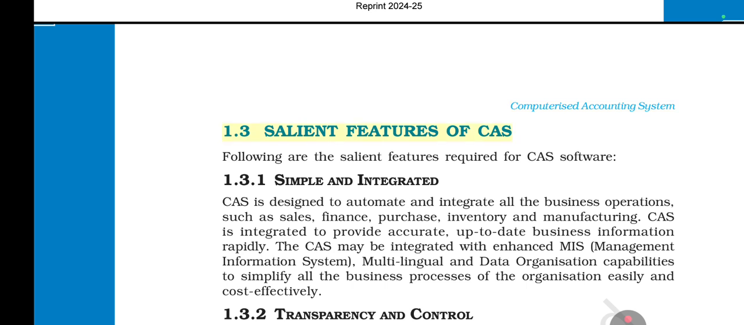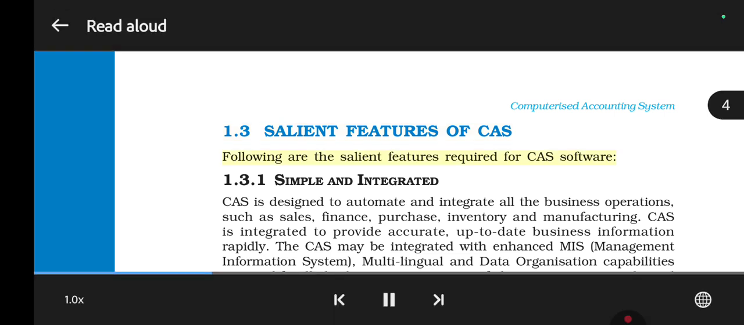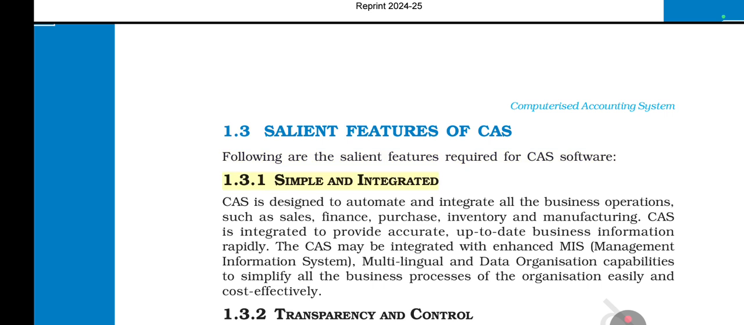1.3 Salient features of CAS. Following are the salient features required for CAS software. 1.3.1 Simple and integrated.